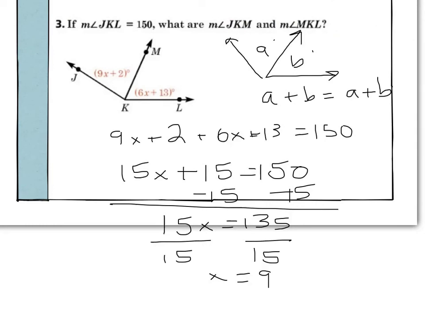So now if we go ahead and substitute here, after completing the problem, we've solved it and we get x equals 9. We're going to say 9 times 9 plus 2 will give me 83. And then over here, 6 times 9 plus 13 will give me 54 plus 13, which should give me 67. And it does work out that 83 plus 67 gives us 150. So those are our two solutions.